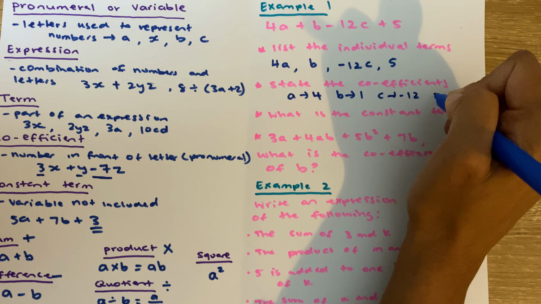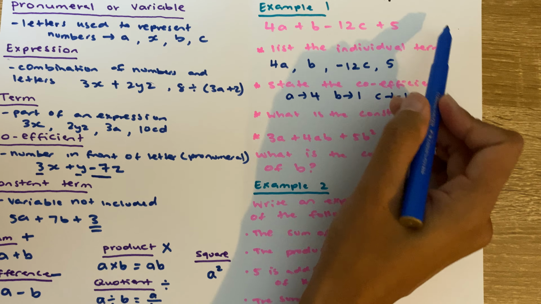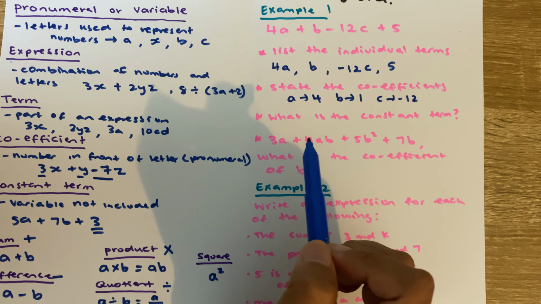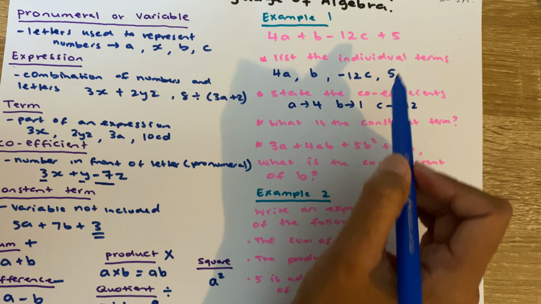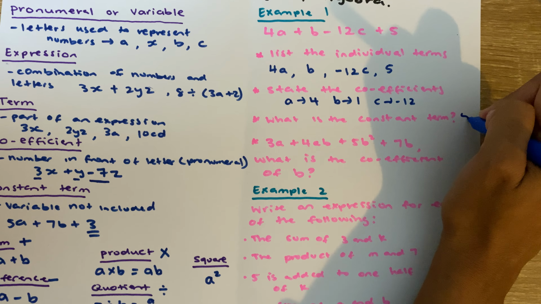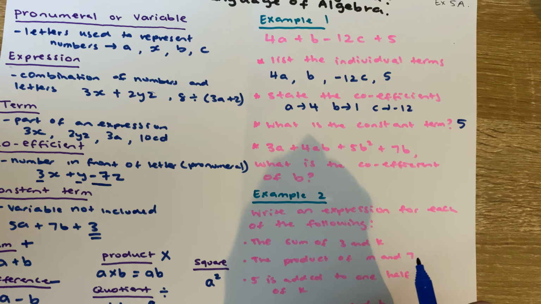All right, and there are no other letters with the 5, so we're going to leave it. Okay, that's a number on its own. Remember, if there's a number on its own, we call that the constant term. So what is the constant term? The constant term is 5.